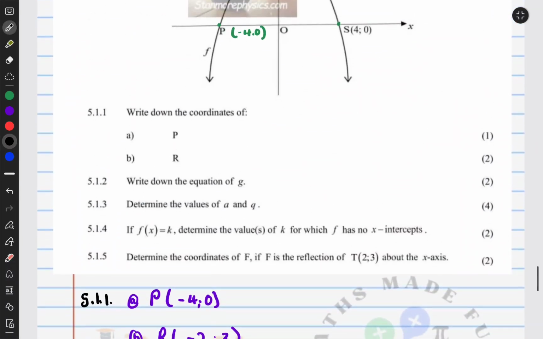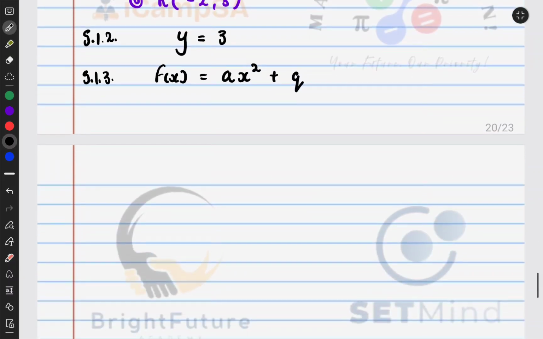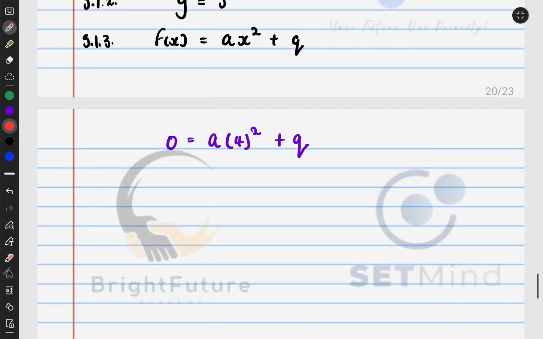y. So let's start with 4 and 0. So 0 is equal to a times 4 squared plus q. Let's make q the subject. We're going to have q is equal to negative a. What is 4 squared? A multiplied by 16. That will be our equation 1.